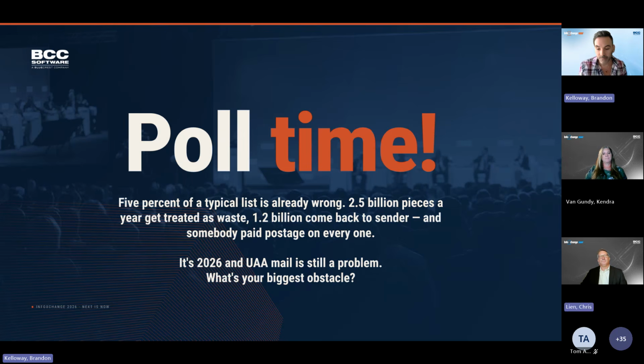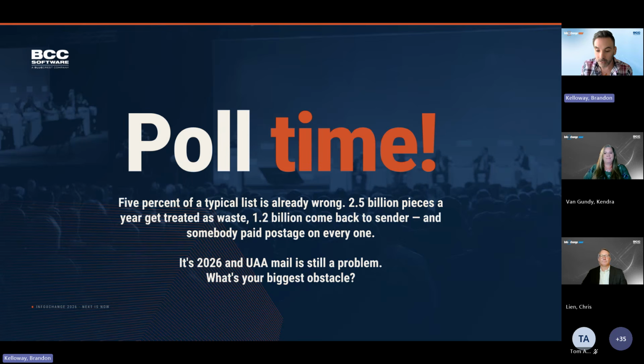All right. Question. It's 2026 and UAA mail is still a problem, still a big problem. It's not even a small problem. It's a big problem that everybody's facing, either with a direct mail team for themselves or if they are doing it on behalf of a customer or their organization. So what is your biggest obstacle? And we have a few options here because it could go in a lot of different directions. And there are some key options here that we have special sessions for tomorrow, I believe. Correct, Kendra? So please put in your responses. And I'm also going to put the question here in the chat, and I would love you guys to put in your answer in chat.